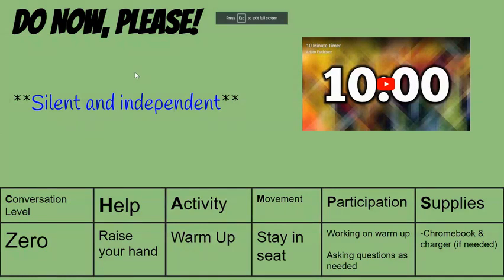The do now is posted in Schoology. I'm going to be looking for that one for a grade. Please take your time. Please work through it. You have all the time you need.